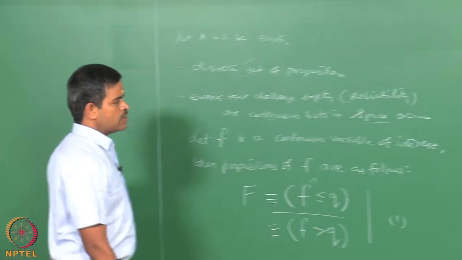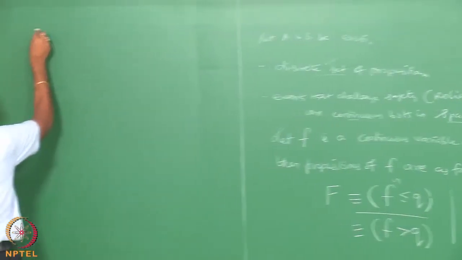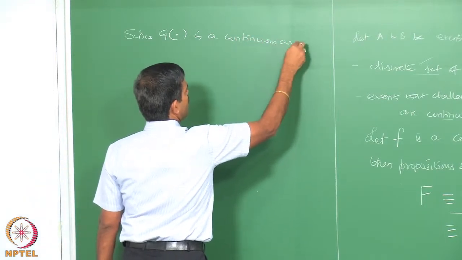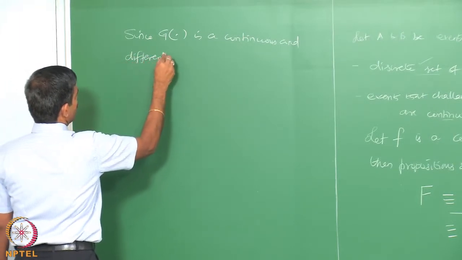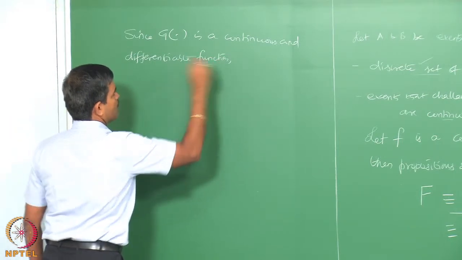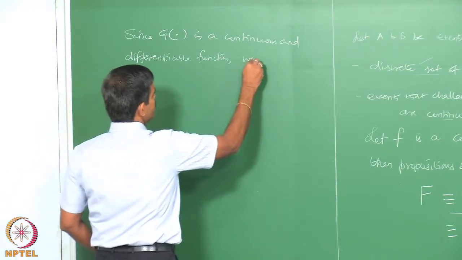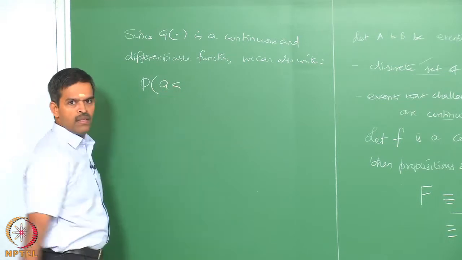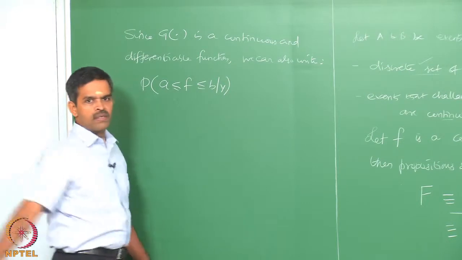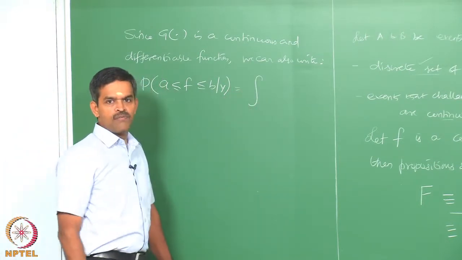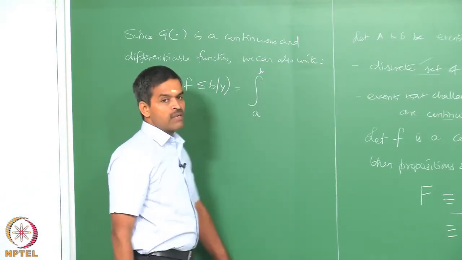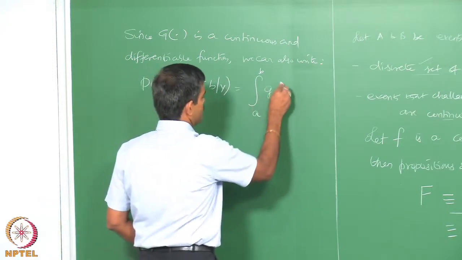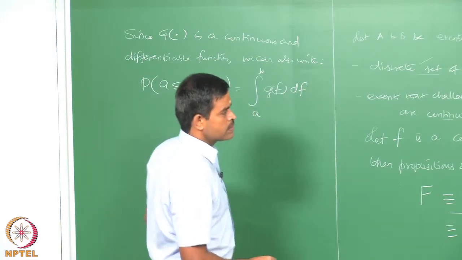Now, since G is a continuous and a differentiable function, we can also write as follows: probability of a less than f less than b given y can be said as integral of, because it is differentiable function between the limits a and b, because we are all the time trying to express the interval between a and b where the probability of f is sure to lie, g of f df. This is equation number 6.